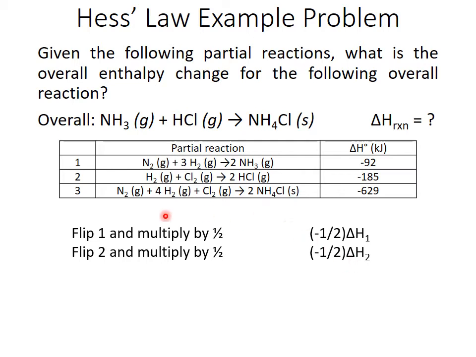Lastly, let's look at partial equation 3. Our NH4Cl is in our product right where we need it. We do not need to flip this one, but we do need to adjust the stoichiometry. We've got 2 versus 1, so we're also going to multiply 3 by 1/2. So we're going to use 1/2 of our delta H3 when we calculate the energy. Let's double check our work.